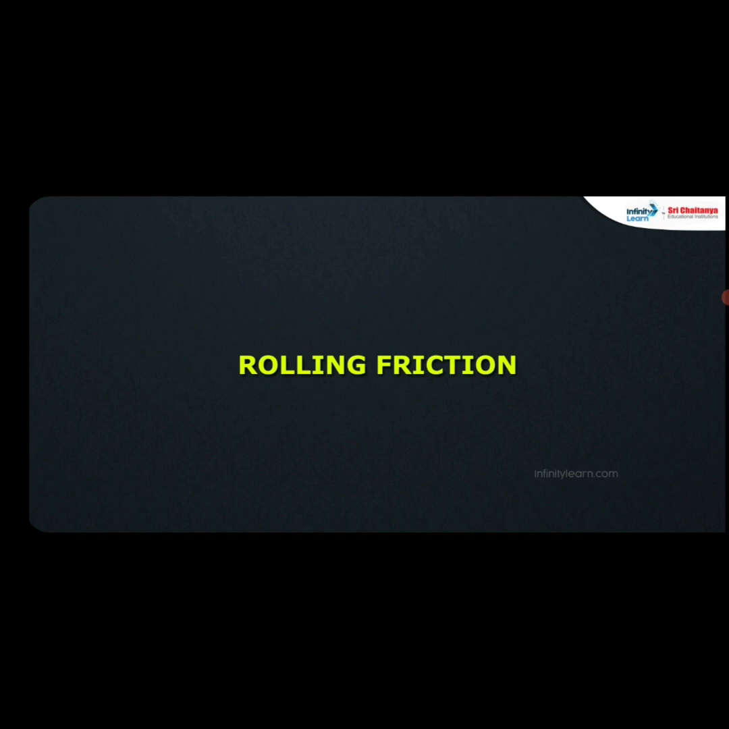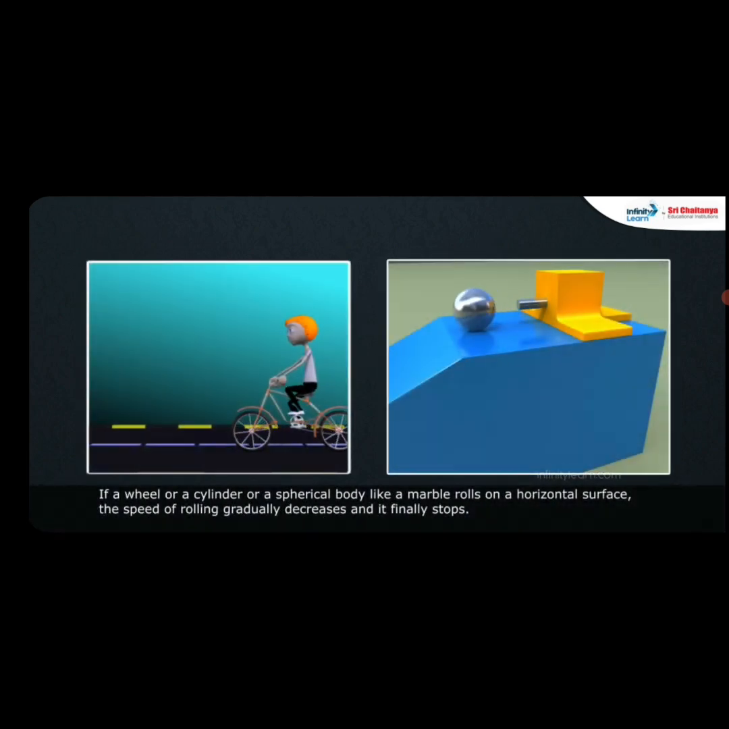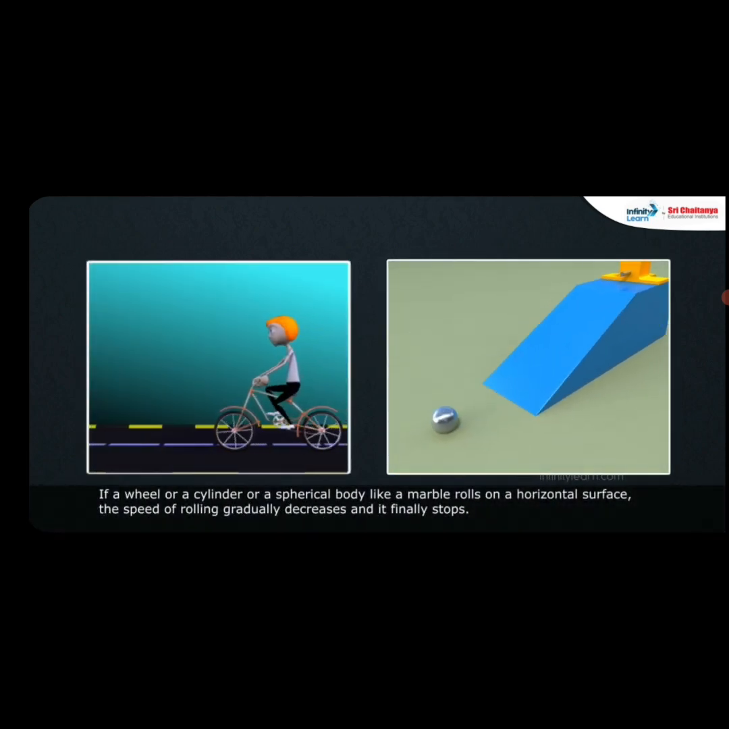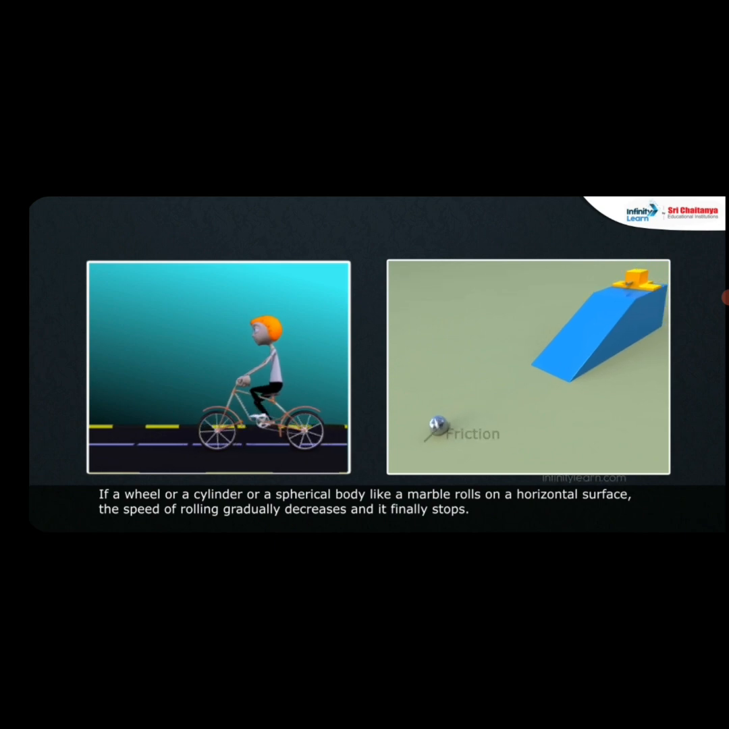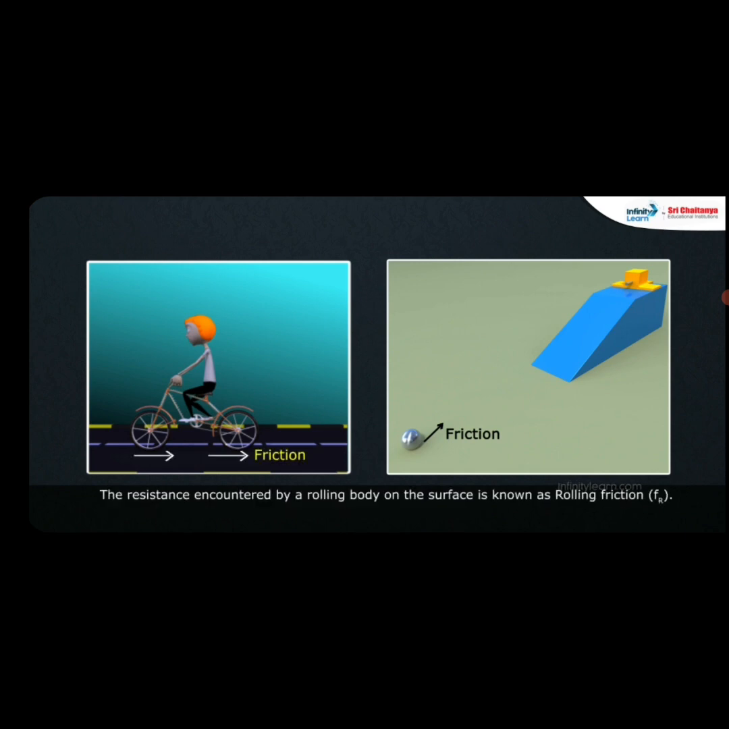Rolling friction. If a wheel or a cylinder or a spherical body like a marble rolls on a horizontal surface, the speed of rolling gradually decreases and it finally stops. The resistance encountered by a rolling body on the surface is known as rolling friction.